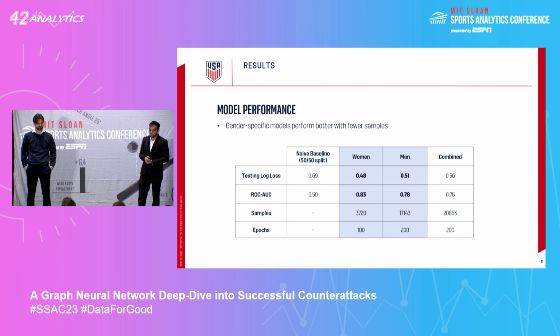Let's talk about the results that we had. So we observed that the gender-specific models perform better with fewer samples. We got a log loss of 0.48 for the women's model and 0.51 for the men's model. We had a baseline split of 50-50, and we kind of achieved to beat that target score of 0.69 and the ROC-AUC of 0.50. Also, as you can see, for the women's model, we trained it on fewer epochs just to make sure that we are not overfitting our data.